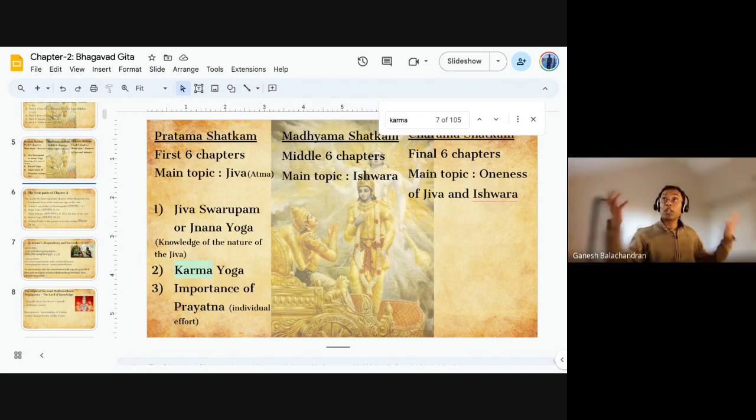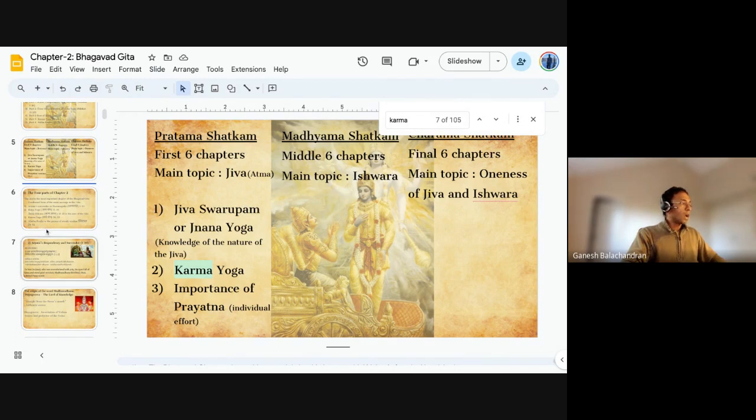Similarly, there is light. We'll see that example today. In the presence of light, bad things happen. People commit robberies, all that. There are also surgeons operating in the presence of light. So light just provides a medium for action to take place. So this is how Vedanta is organized. So the prayatna. So these are the 3 important concepts in the first 6 chapters.